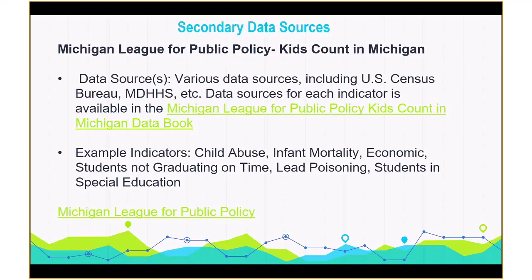Now we will start exploring several different secondary data sources. The first website that we will explore is the Michigan League for Public Policy Kids Count in Michigan. This site has various data sources, which include the U.S. Census Bureau and the Michigan Department for Health and Human Services. The data sources for each indicator are easily available in the Michigan Data Book.